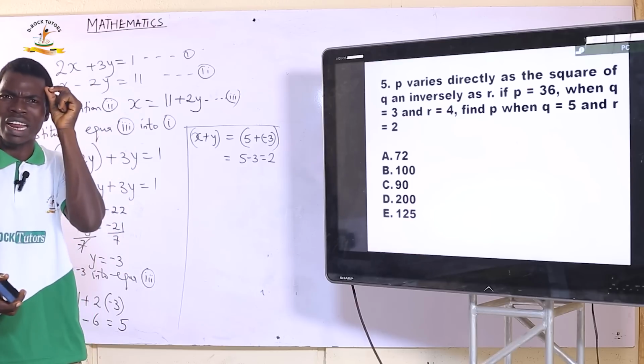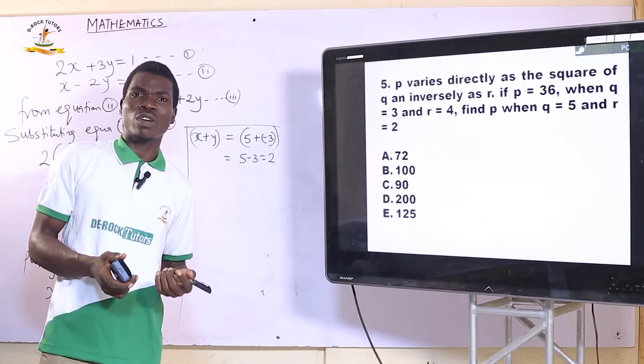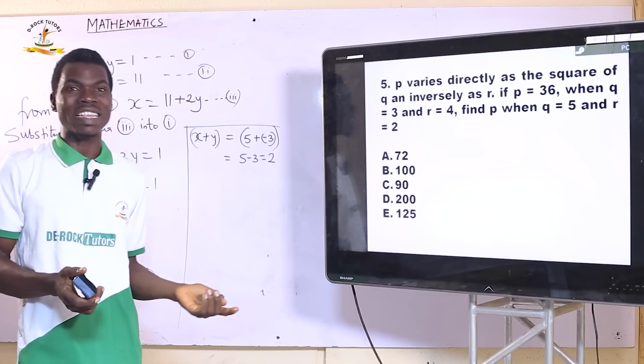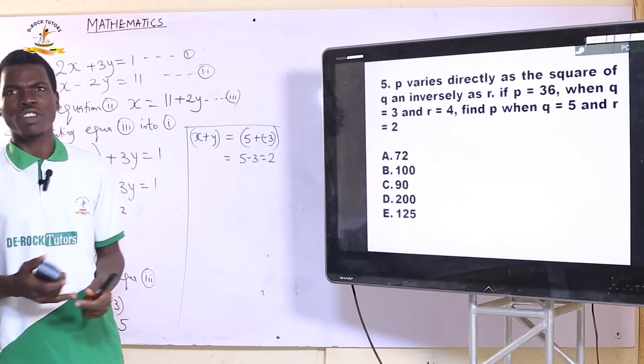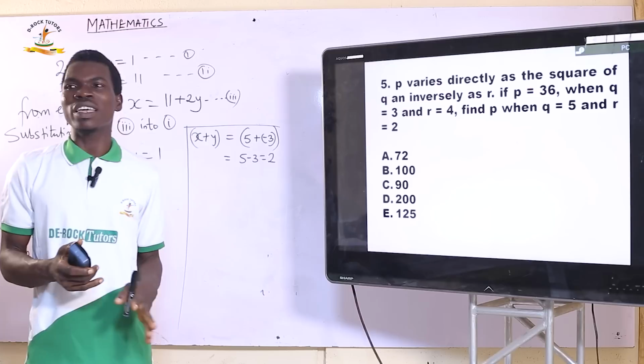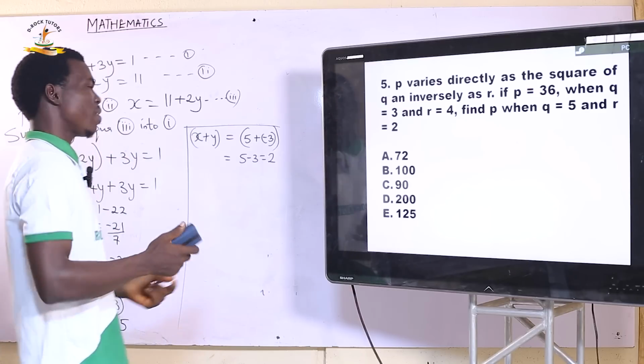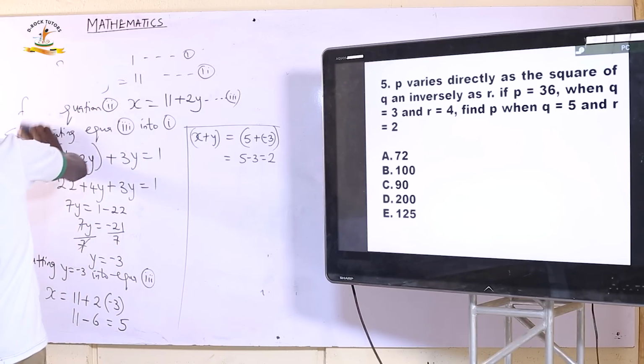You know, in variation you can have direct variation, inverse variation, or joint variation. There are even partial variations. Here it's a joint variation because it goes directly as well as inversely. So let's do justice to this.